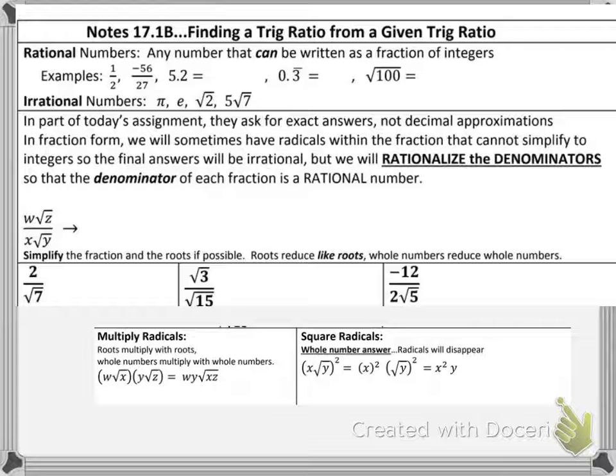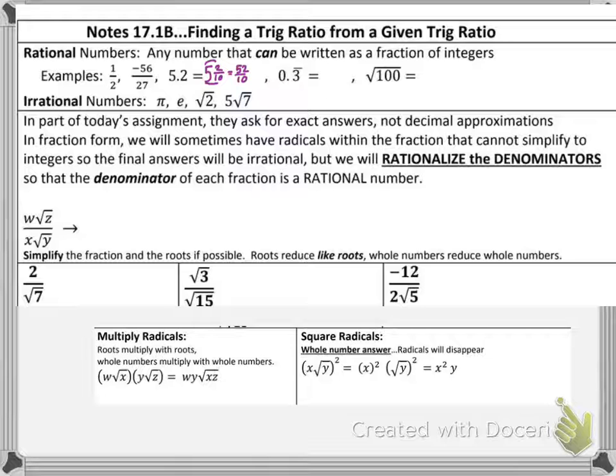5.2 looks like a decimal, and the definition says it has to be written as a fraction, or it can be written as a fraction. 5.2 is actually 5 and 2/10. If I go way back, I can say 5 times 10 is 50 plus 2. I'll write that as 52/10. So yes, it can be written as a fraction.